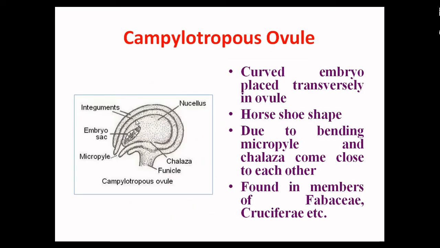The next type of ovule is campylotropous ovule. In this type of ovule, the embryo is curved and placed transversely, and due to the bending it looks like a horseshoe. So it can also be called a horseshoe shaped ovule, and due to the bending the micropyle and chalaza come close to each other. This type of ovule can be found in the members of Fabaceae and Cruciferae.